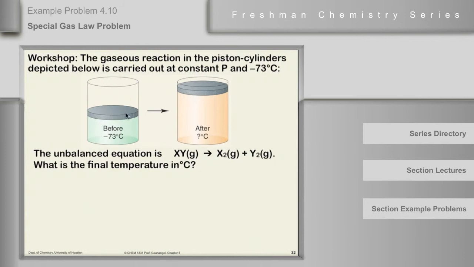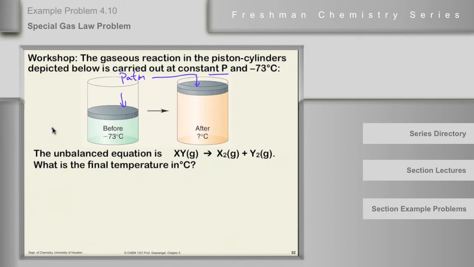Piston cylinder apparatus with the cylinder halfway up, a little less than halfway up. And the temperature is minus 73 degrees Celsius. Okay? And the question says the gaseous reaction in the piston cylinders depicted below is carried out at constant pressure. Okay, that's point number 1. At P atmosphere is the same on both of them. Okay, constant pressure, and minus 73 degrees Celsius at the beginning.